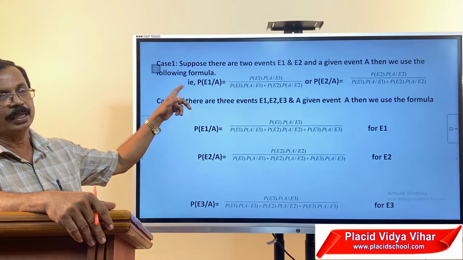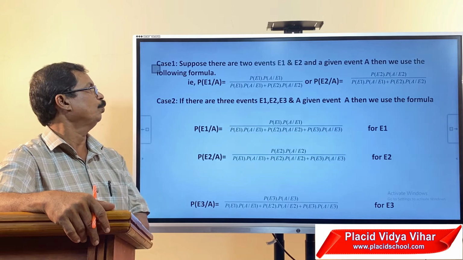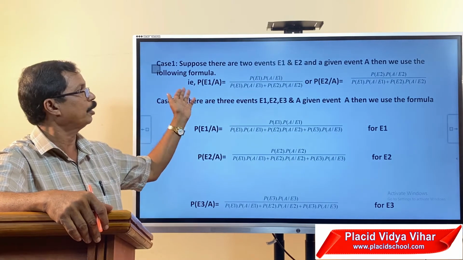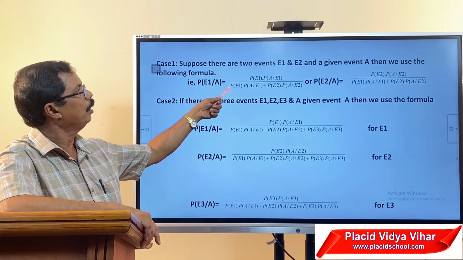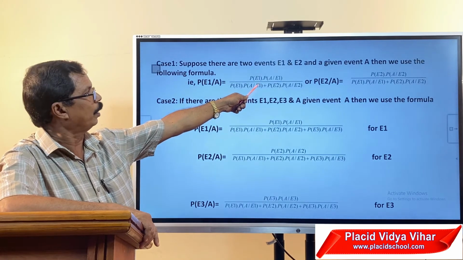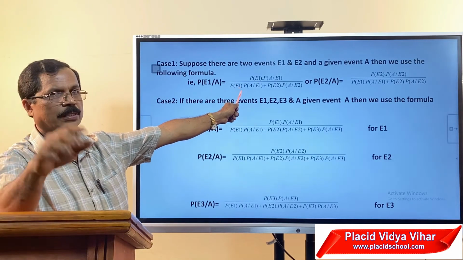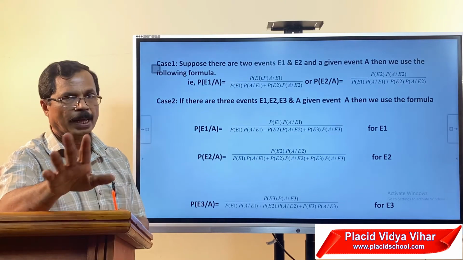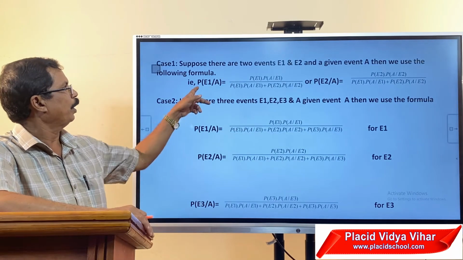Case 1. Suppose there are 2 events E1 and E2 and a given event A. Then we use the formula, and that formula can be reduced to this form. That is, probability of E1 given A is equal to probability of E1 into probability of A given E1, divided by, since there are only 2 events, you can avoid sigma, you can directly write P of E1 into P of A given E1 plus P of E2 into P of A given E2. So that is for E1.